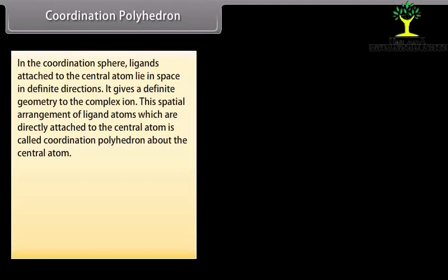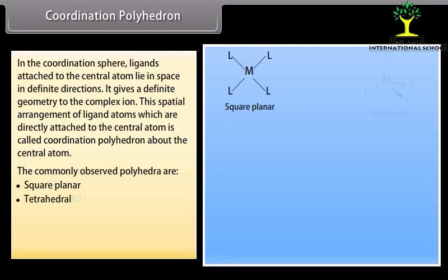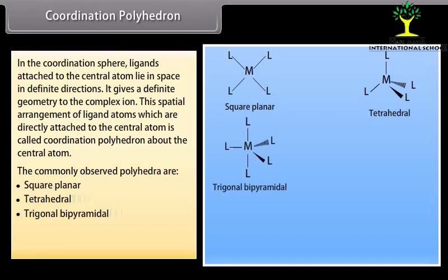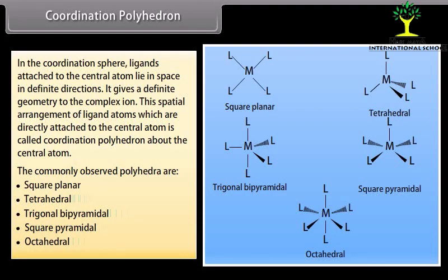Coordination polyhedron. In the coordination sphere, ligands attached to the central atom lie in space in definite directions. It gives a definite geometry to the complex ion. This spatial arrangement of ligand atoms which are directly attached to the central atom is called coordination polyhedron about the central atom. The commonly observed polyhedra are square planar, tetrahedral, trigonal bipyramidal, square pyramidal, octahedral.